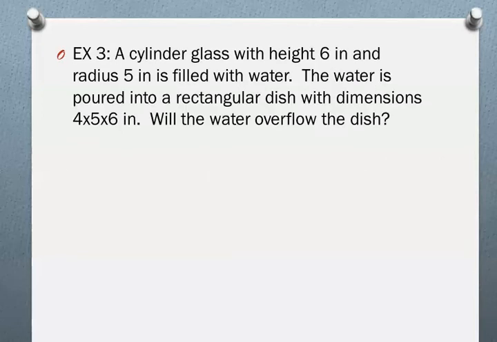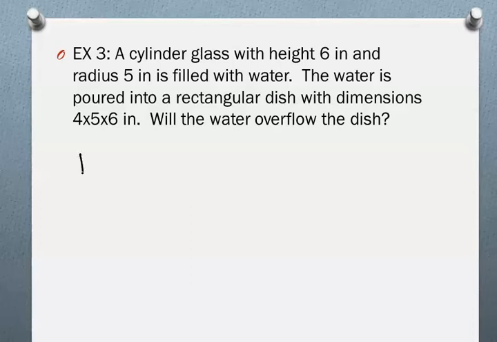Our third example asks: if we have a cylinder glass with height of 6 inches and radius 5 inches, and it's filled with water, and the water is poured into a rectangular dish with dimensions 4 by 5 by 6, will the water overflow from the dish? Well, you'll basically just need to find the volume of both figures.